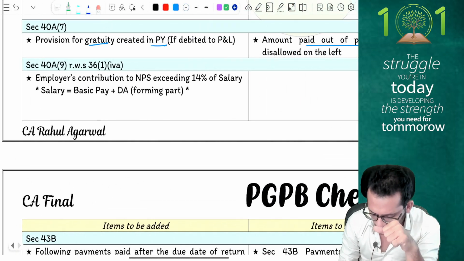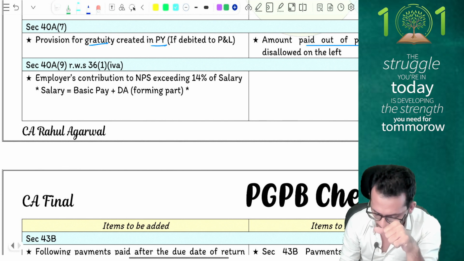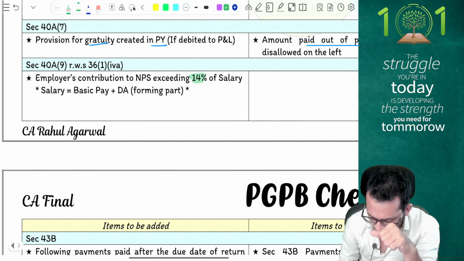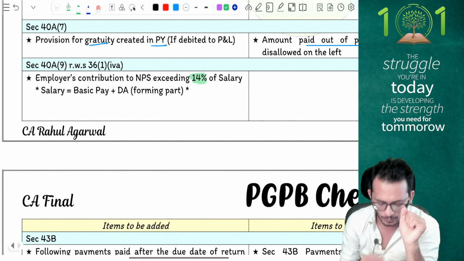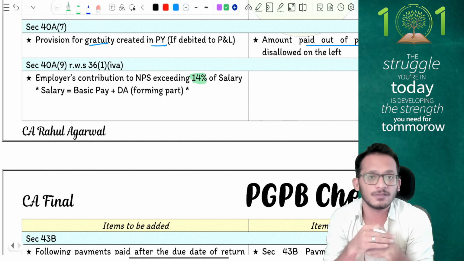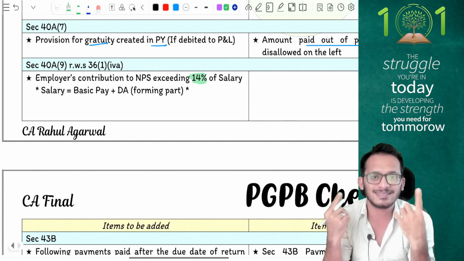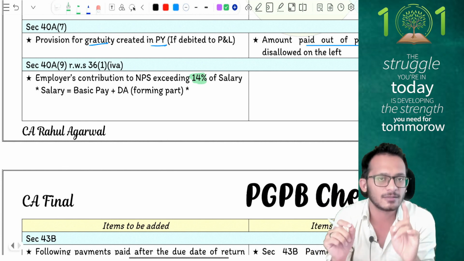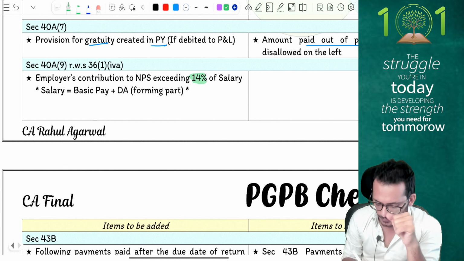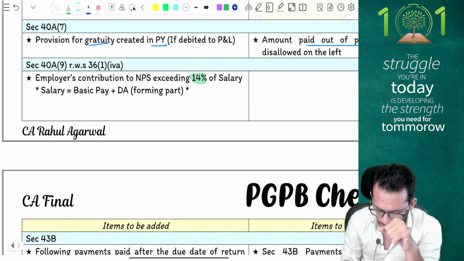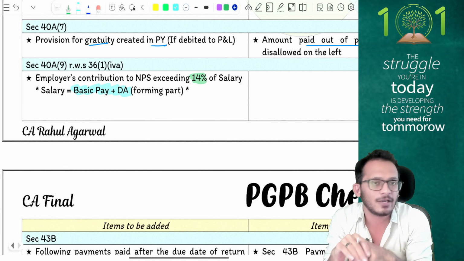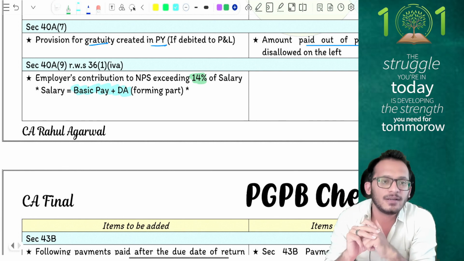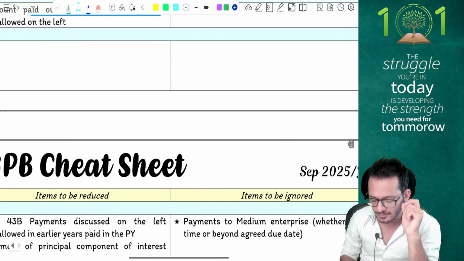Therefore, I want you to pay attention to this. The amendment of the current year comes and clarifies that if you are going to have any kind of employer's contribution to NPS, exceeding 14% of the salary alone will get disallowed. If it is within 14% of the salary, I can claim it as deduction. But if it is exceeding 14% of salary, I will disallow this expense in the hands of the employer. For this purpose, the salary here means your basic pay plus dearness allowance forming part. You will take that into consideration for the purpose of computing your 48(9). It's an amendment of current year, therefore I expect questions on this. Please pay attention to this one.